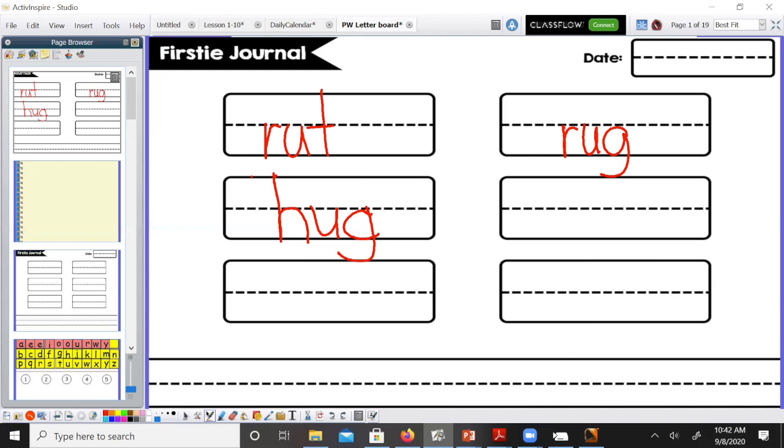Not right now. Next word you're going to write is hut. Hut. Like Pizza Hut, except we're not going to capitalize this one because we're talking about a different type of hut, like a teepee hut. Like a small house, a hut.